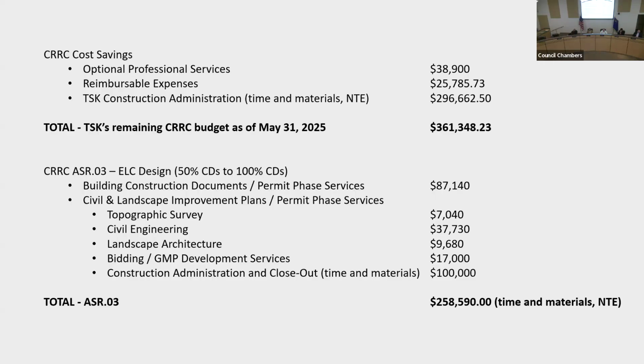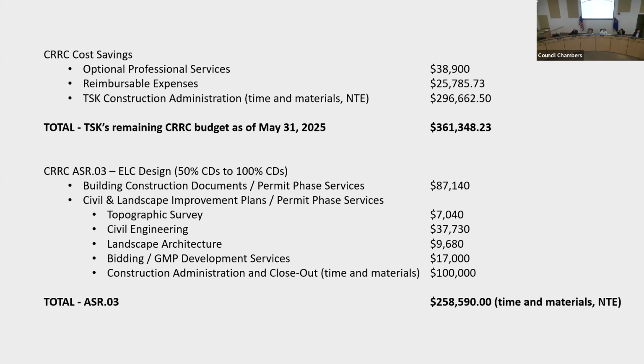And so I thought I would give you an update, an explanation of how the city would propose to pay for, and an update on where we are at with the TSK contract. So we propose to pay for the design completion of the ELC through cost savings mostly. As you can see there, optional professional services, we will be saving $38,900, and that was for some cost estimate services, some geotechnical and some survey work that we didn't need or was less than expected. The reimbursable expenses have not been expended.